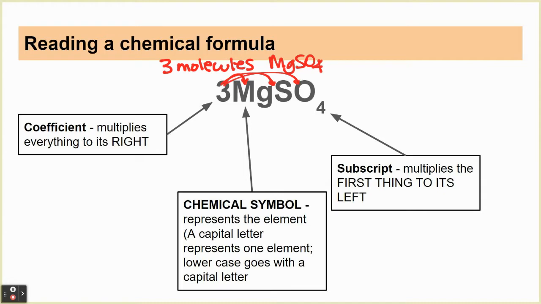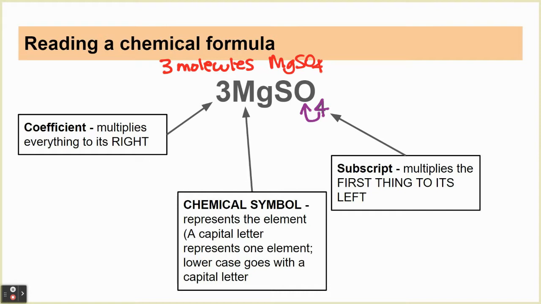Now, let's look at 4. You see that little number 4 right there? That 4 is called a subscript, and it multiplies the first thing to its left. The first thing to the left of that number 4 is the O. So that means you have 4 O's. But remember, the 3 in front also multiplies the O. So in total, you've got 12 O's.